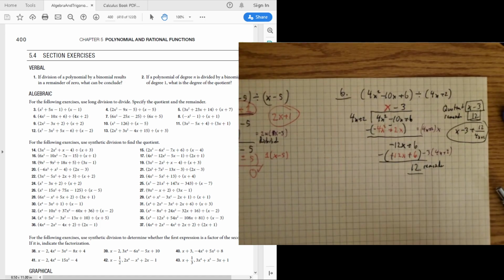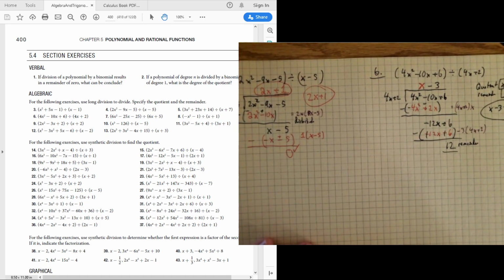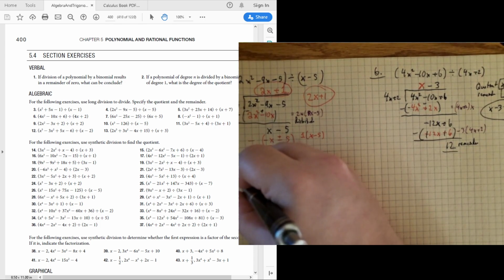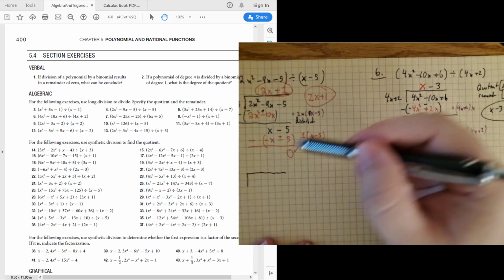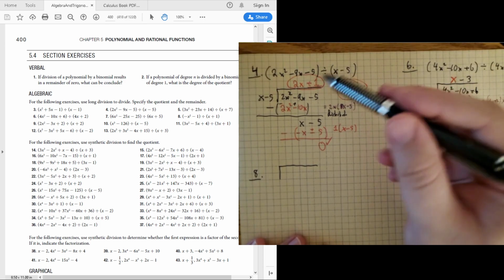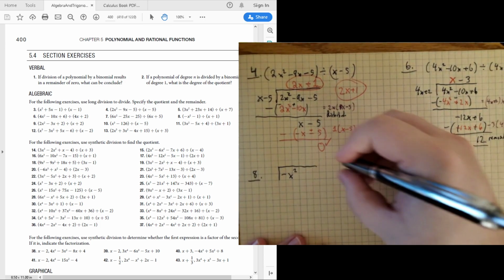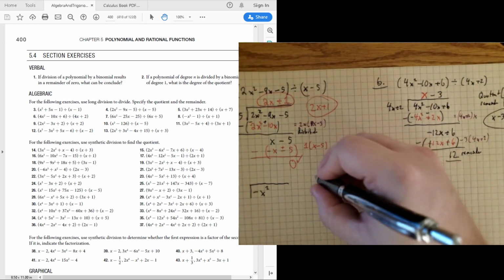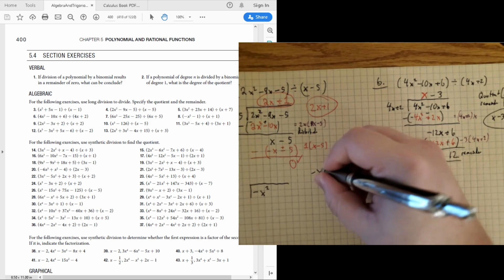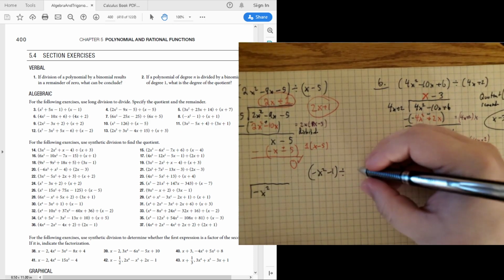The best way, in my opinion, to get used to these kinds of problems is to do a lot of them. So let's look at number 8. Number 8 is the first one where we have a trick. I'm going to start shorthanding some of this because I don't need to write down all these steps. So we have negative x squared minus 1 divided by x plus 1.